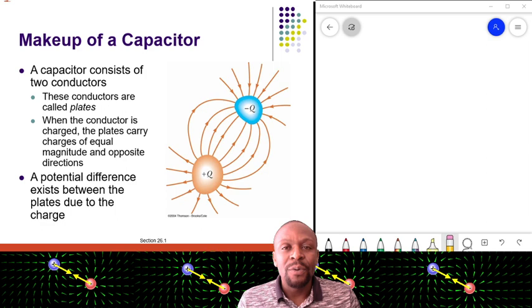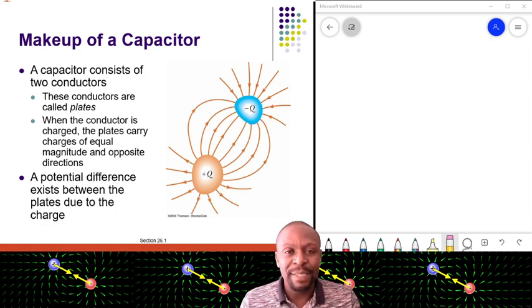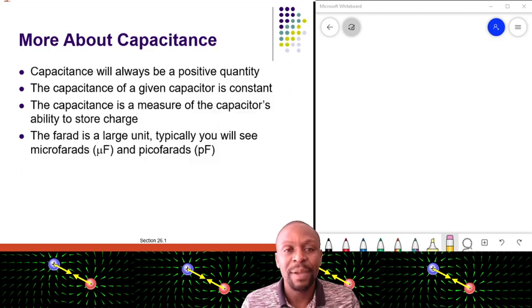Now, what makes up a capacitor? A capacitor consists of two conductors. These conductors are called plates. When the capacitor is charged, the plates carry charges of equal magnitude and opposite sign. A potential difference exists between the plates due to these charges. Capacitance will always be a positive quantity.